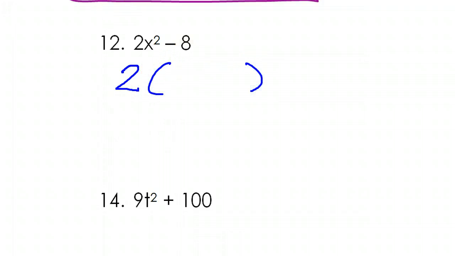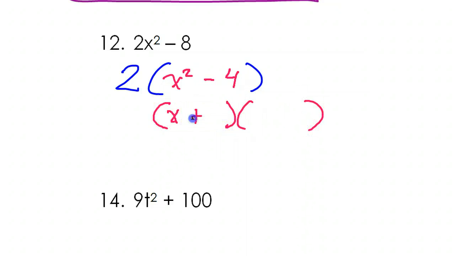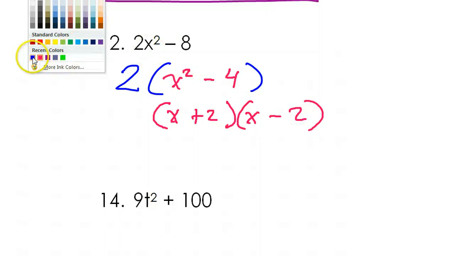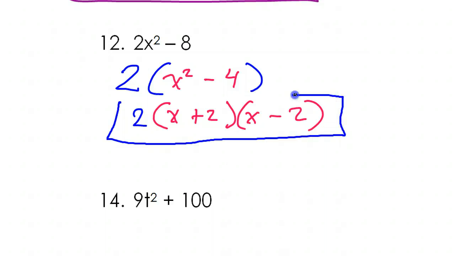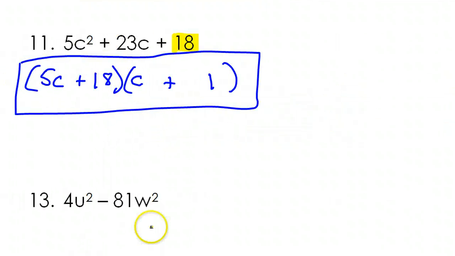Okay, if I do, that's going to leave behind x squared minus 4. Alright, but this is the difference of 2 squares. It's going to factor more. That's going to be x plus 2, x minus 2. Okay, and this 2 in the front comes down. So that is completely factored. Don't stop here. Okay, 2 more.